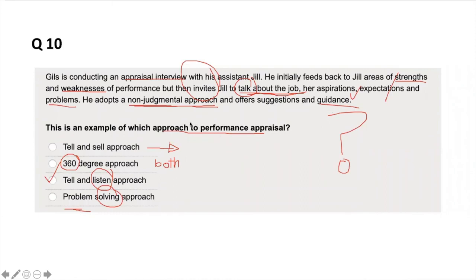So the closest one, the best answer here, is tell and listen. Of course, he is telling Jill something about her strengths and weaknesses, but then he is listening. So even if you did not know the theory, this one would be a little bit closer, I think, to the answer. Yes, you should have known what the 360-degree approach is and know a little bit about tell and sell, but overall, this one's a little bit more self-explanatory. So the answer is tell and listen.